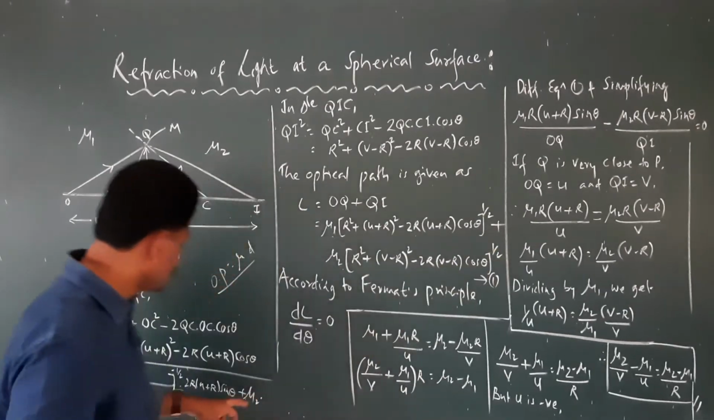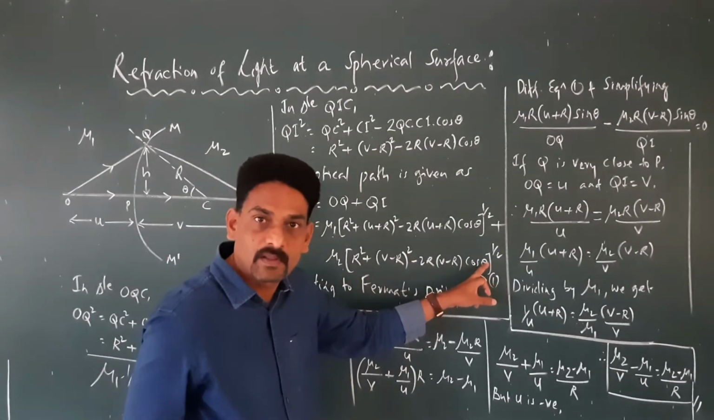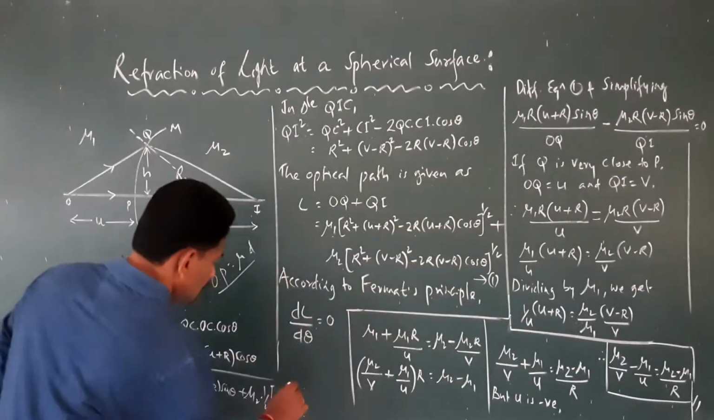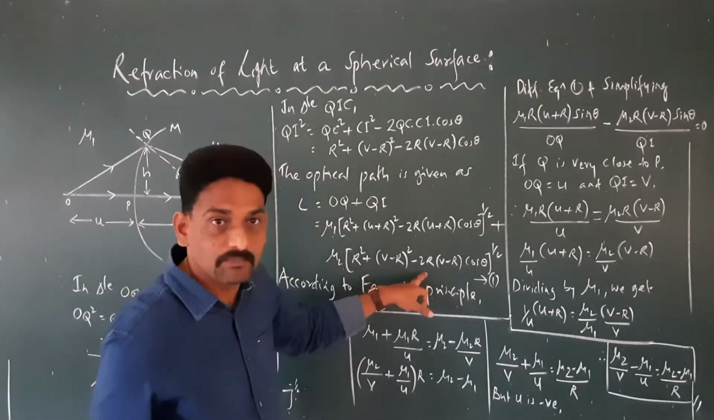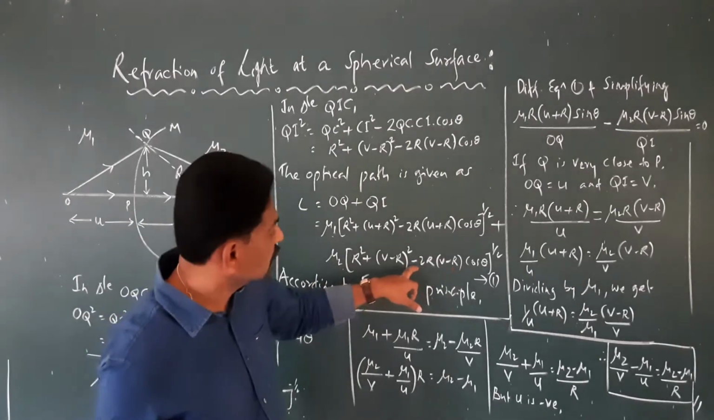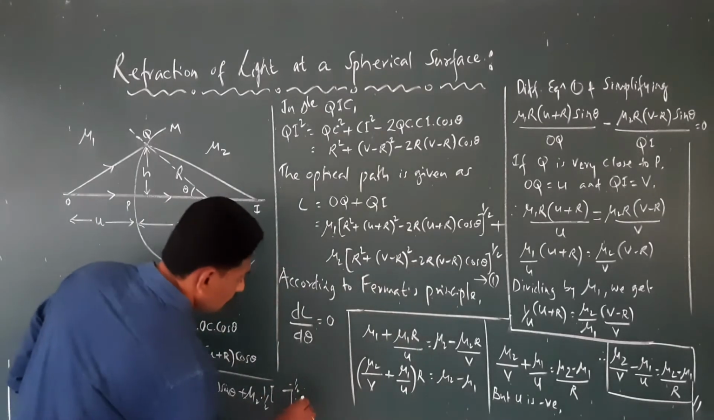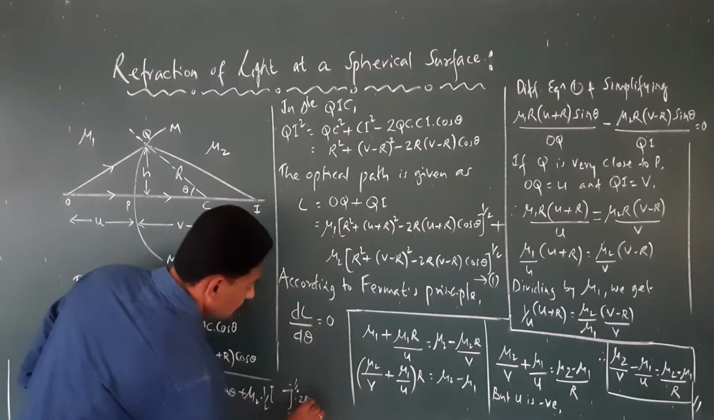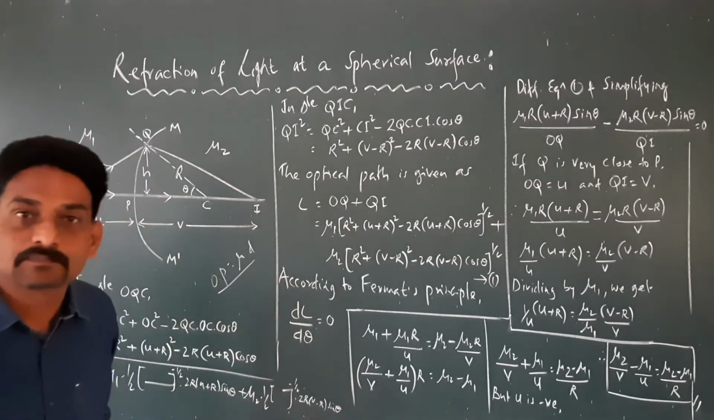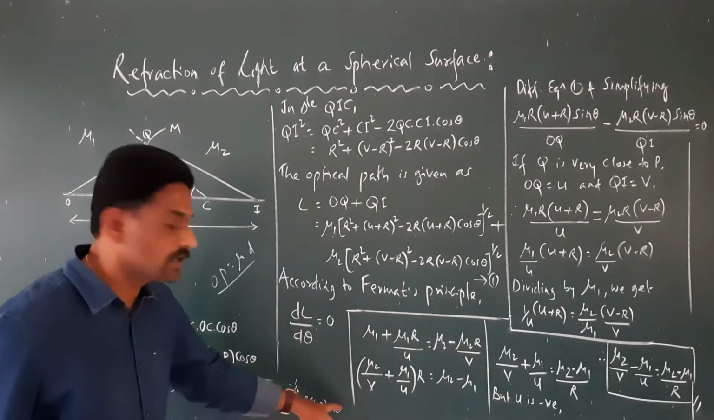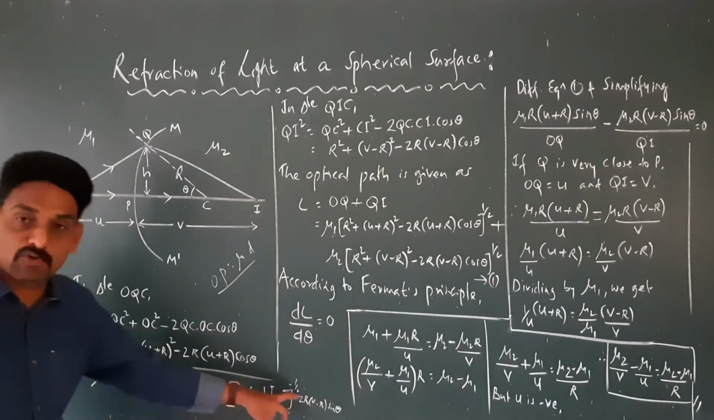This is 1 by 2 into this whole term as it is, raised to minus 1 by 2, into the differentiation of this term. This is going to be 0. Differentiation of this term, that is cos theta, again minus sin theta. So what we are going to get is into 2r into v minus r into sin theta. So by differentiating, this is what we are going to get.